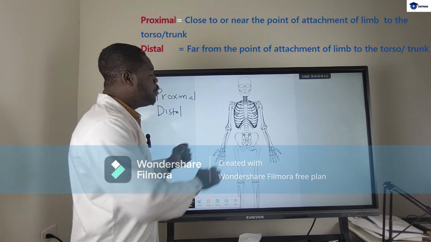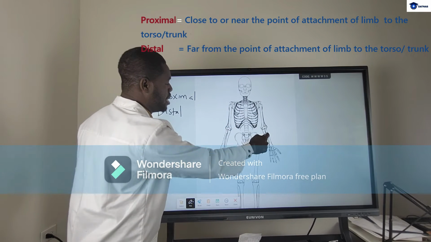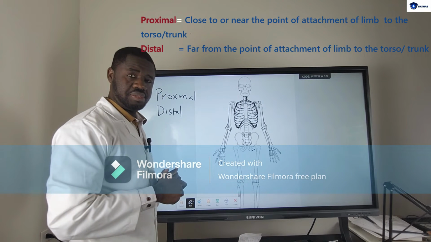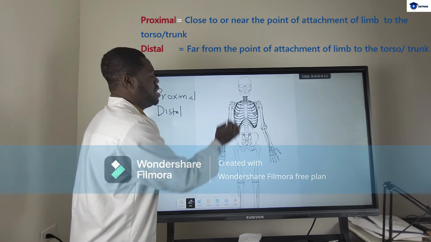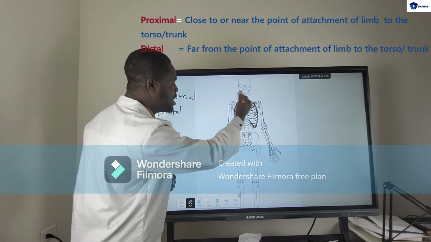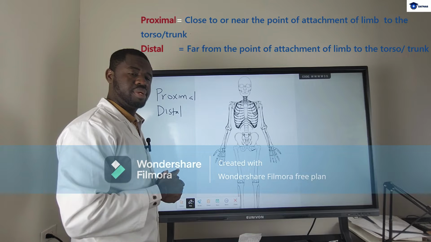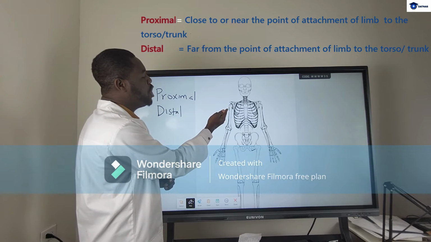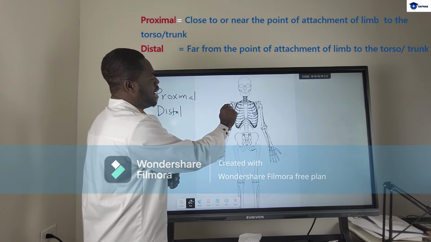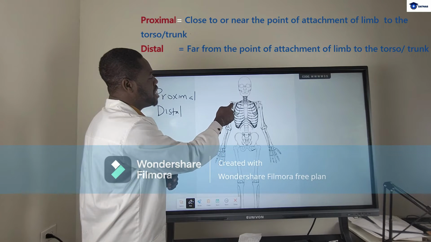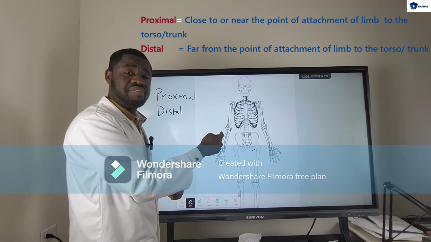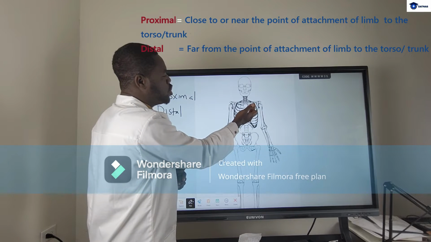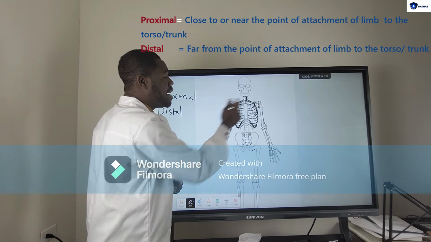Who can show me where the upper extremities and lower extremities are close to the point of attachment? Who can show me the points of attachment in this structure? The points of attachment are here, where the head of the humerus attaches to the scapula at the glenoid cavity. You can see it here too.